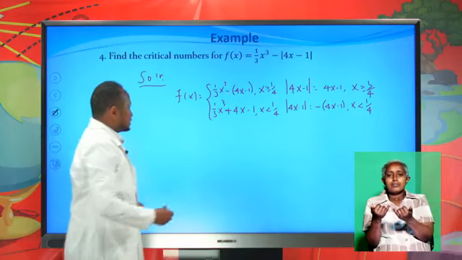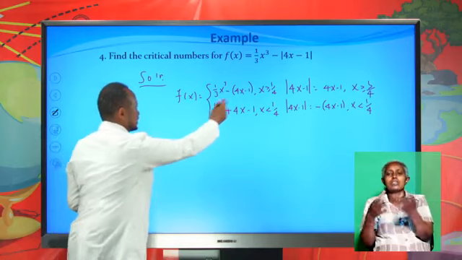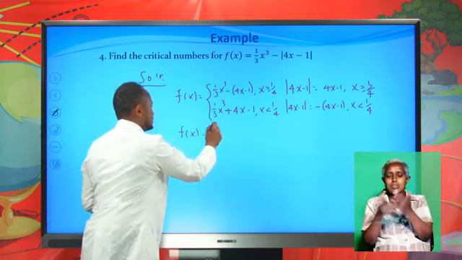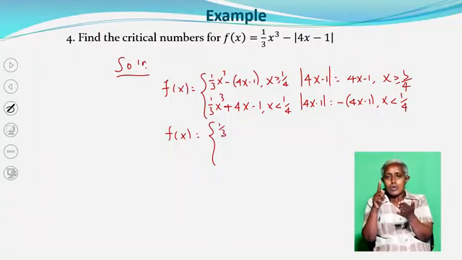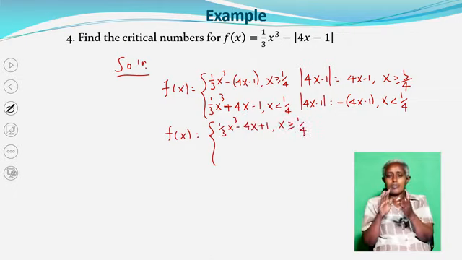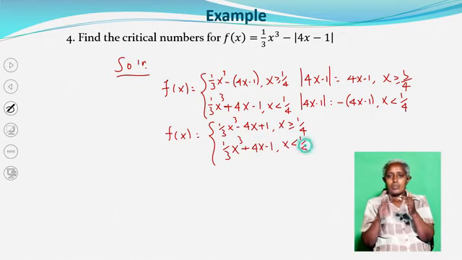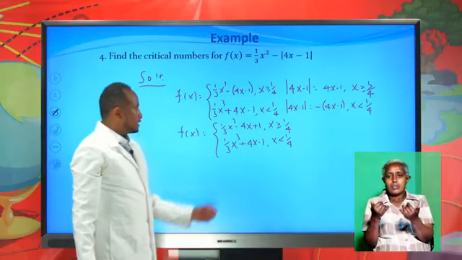Now let's find the derivative of this expression. Let me simplify this first. Our function f of x is equal to 1 over 3 x cubed minus 4x plus 1 for x greater than or equal to 1 over 4, and 1 over 3 x cubed plus 4x minus 1 for x less than 1 over 4. So this is it. Now let's find the derivative of this.